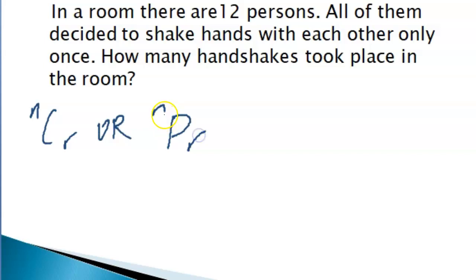So if you think about it, let's say person A and person B shook hands. So person A and person B, what if the other way around? Same two persons shaking hands. So it doesn't matter, the order does not matter. So we use the nCr.